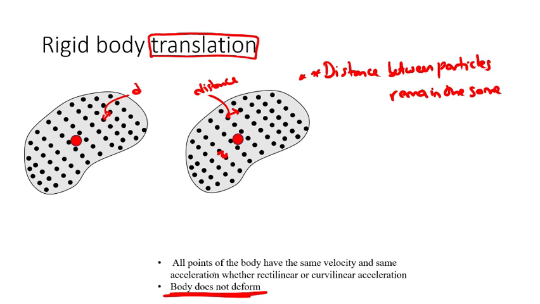In addition to that, all points of the body have the same velocity and the same acceleration. It may be a rectilinear displacement or translation, or it may be a curvilinear translation. Actually, this is not acceleration. This should be the translation.